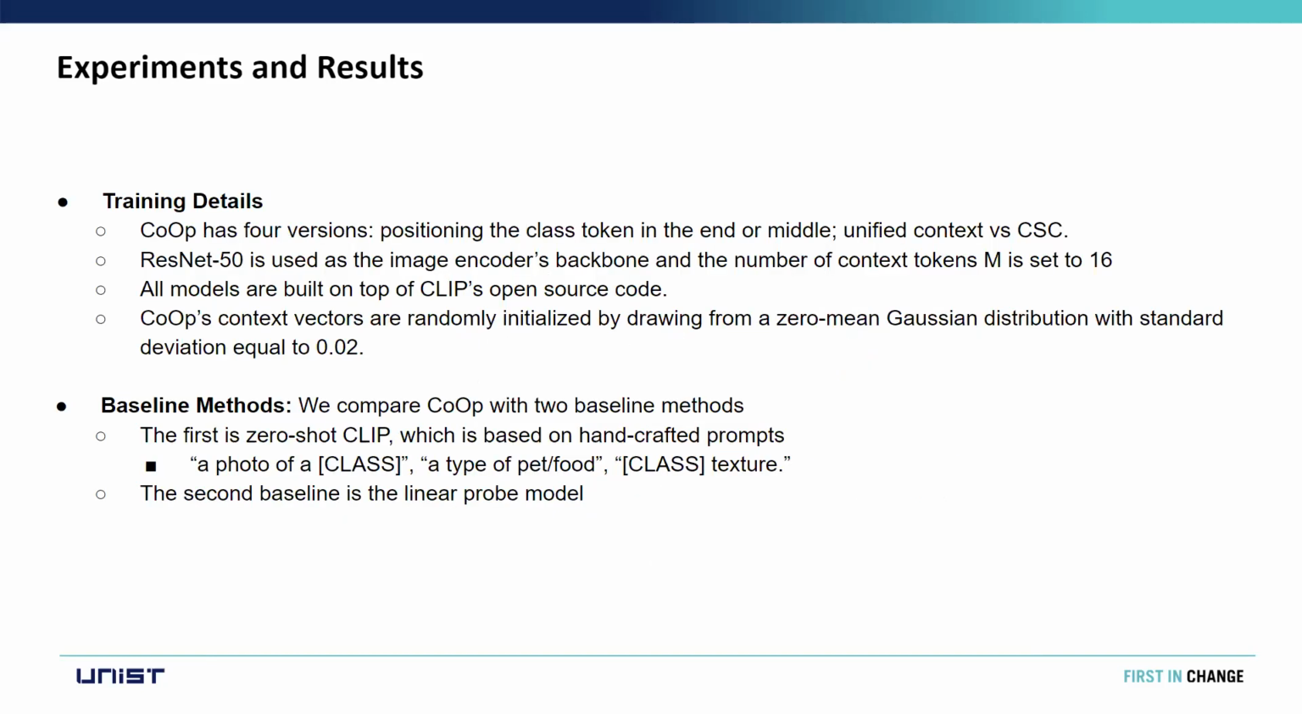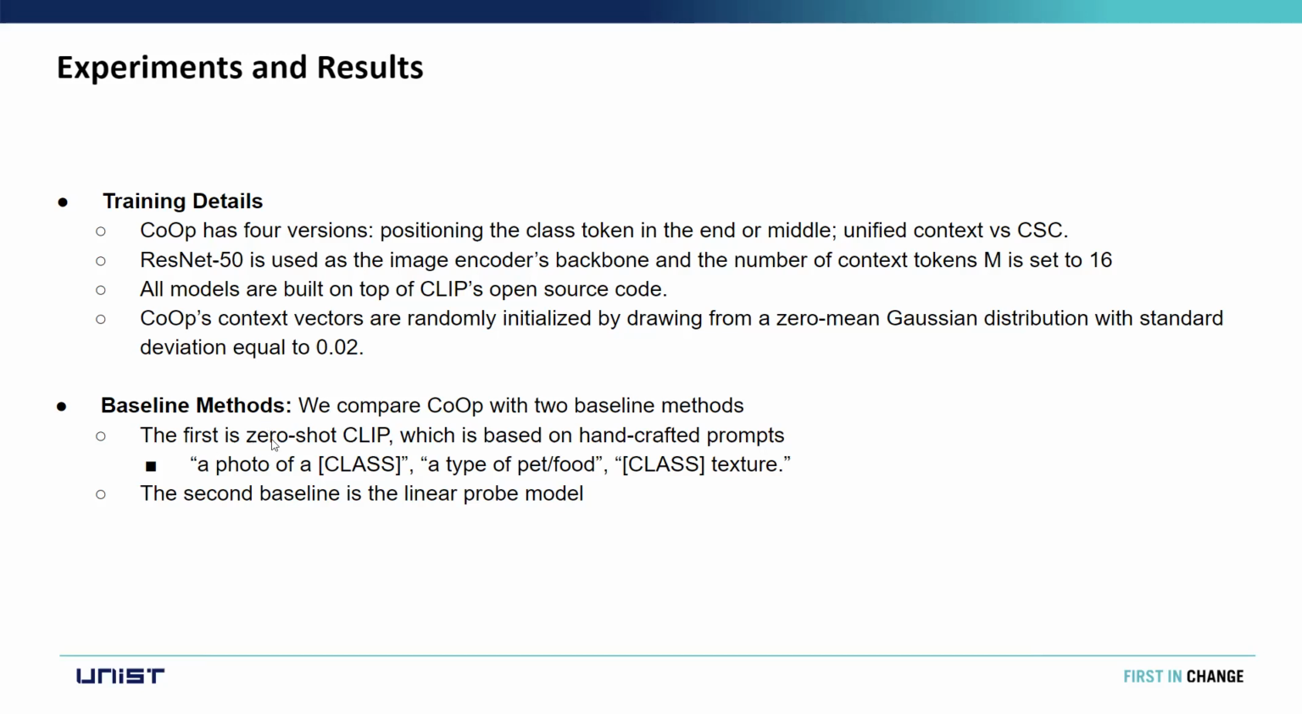Okay, so the training details for CoOp. CoOp has 4 versions: positioning the class token at the end or the middle, and unified context versus class-specific context. ResNet-50 is used as the image encoder backbone, unless specified otherwise, and they also used vision transformers. All models are built on top of the CLIP open source code. CoOp's context vectors are randomly initialized by drawing from a zero-mean Gaussian distribution with standard deviation equal to 0.02. And the baseline methods are two for CoOp.